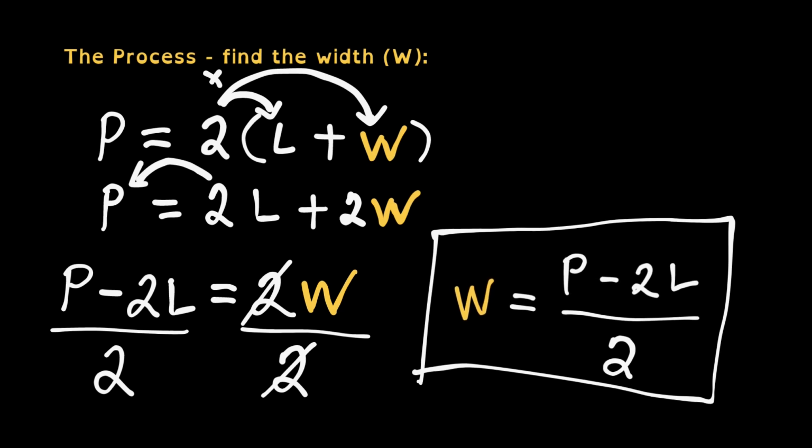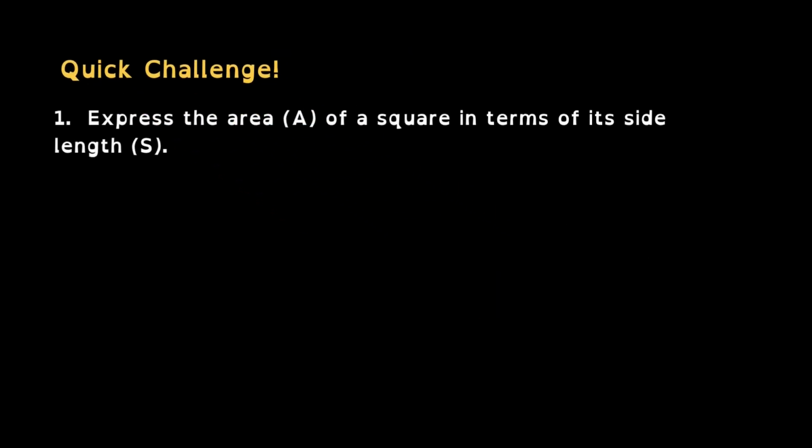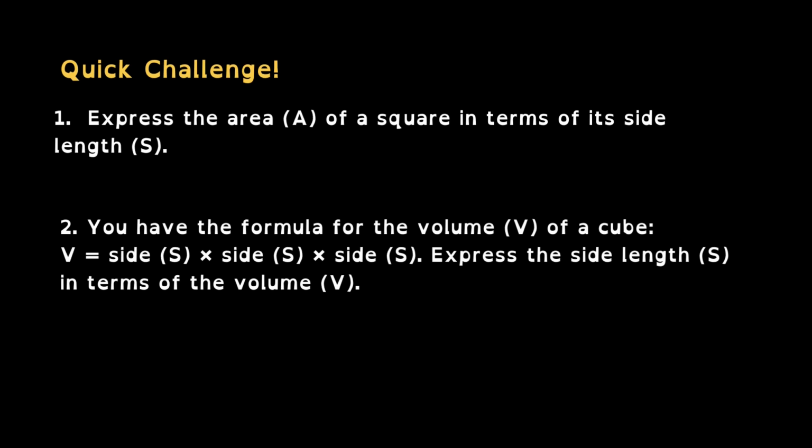Are you ready for a quick quiz? Show us what you've got. Number 1. Express the area of a square in terms of its side length. Number 2. You have the formula for the volume of a cube. V is equal to side times side times side. Express the side length in terms of the volume V. Feel free to pause this video and you will be given a few seconds to think before providing the answers.